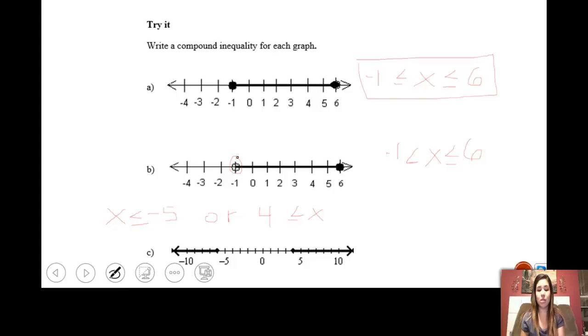The bottom one, since they're going in opposite directions, we need to write them separately. So we say that x is less than or equal to negative 5, or x is bigger than or equal to 4. And that would be my final answer. So that's it, guys. Hopefully you were able to do okay on these.